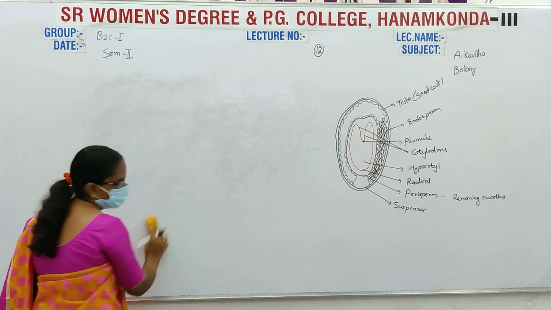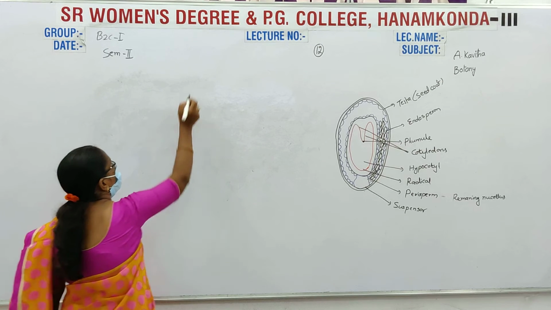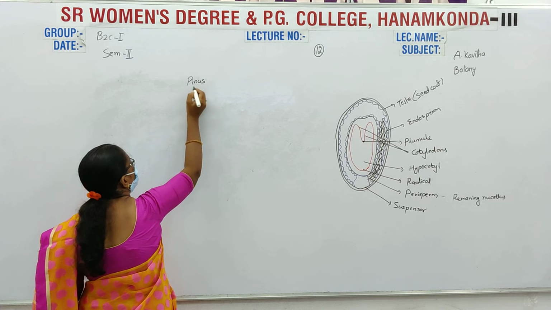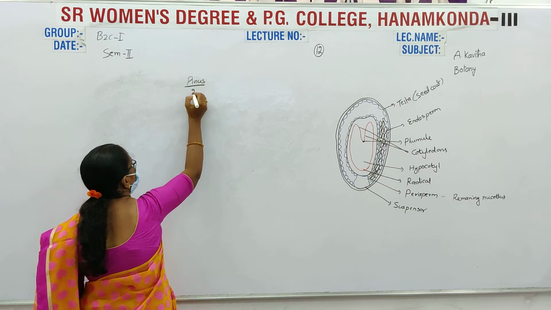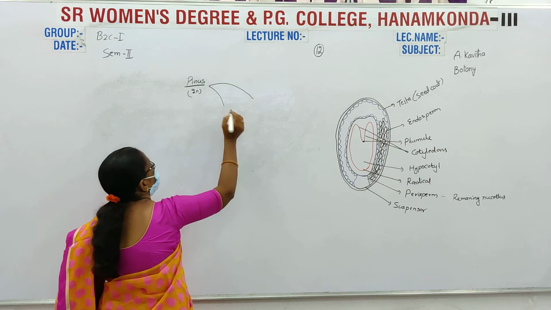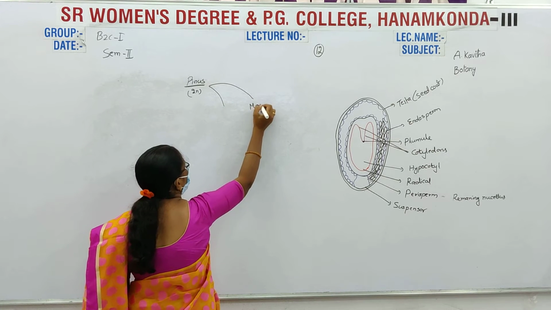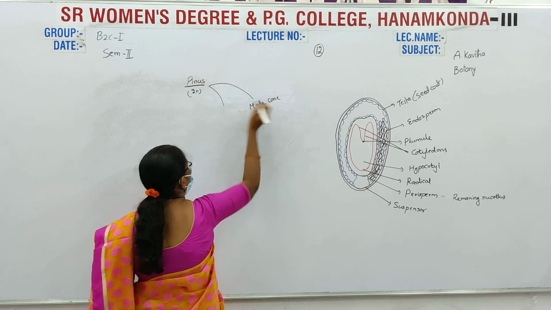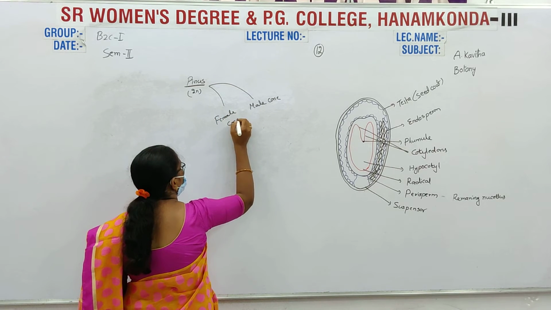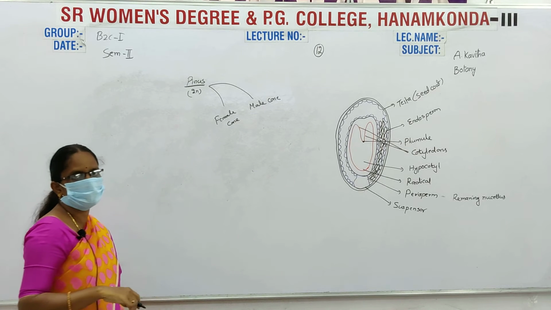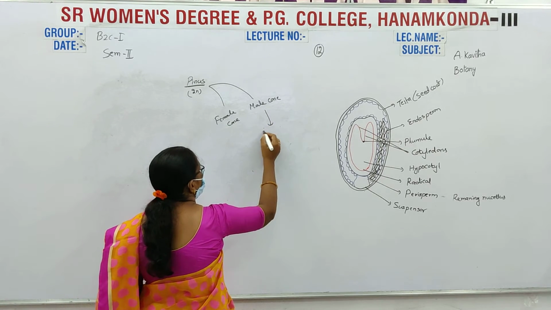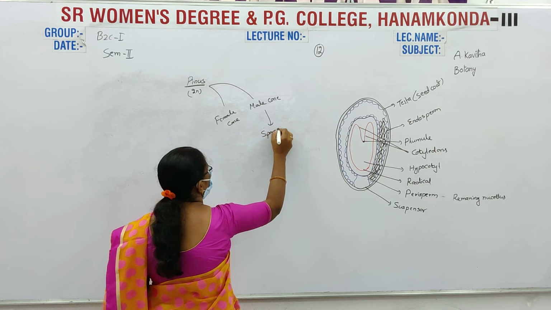Life cycle of Pinus. Pinus is a sporophyte. This is the Pinus plant, a sporophyte. The sporophyte develops male cones, or strobili, and female cones. The cone is also called a strobilus. The male cone develops sporophylls.